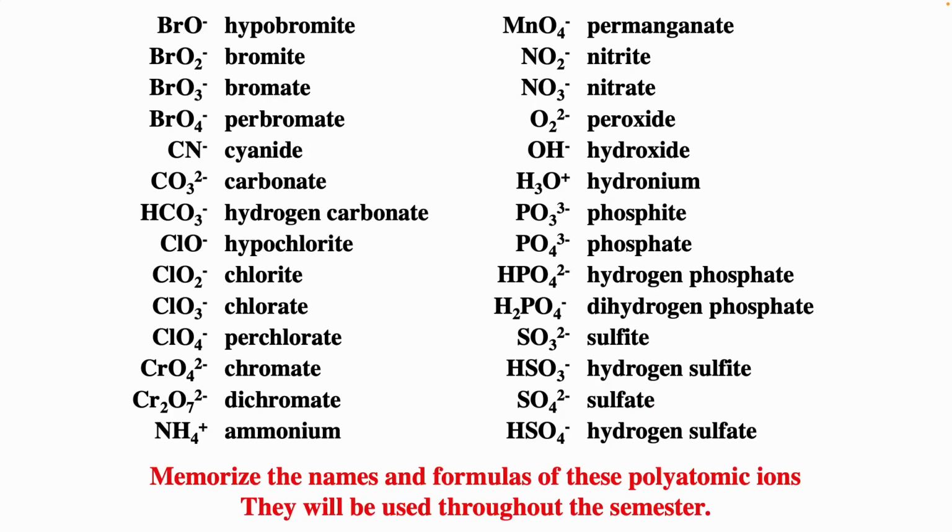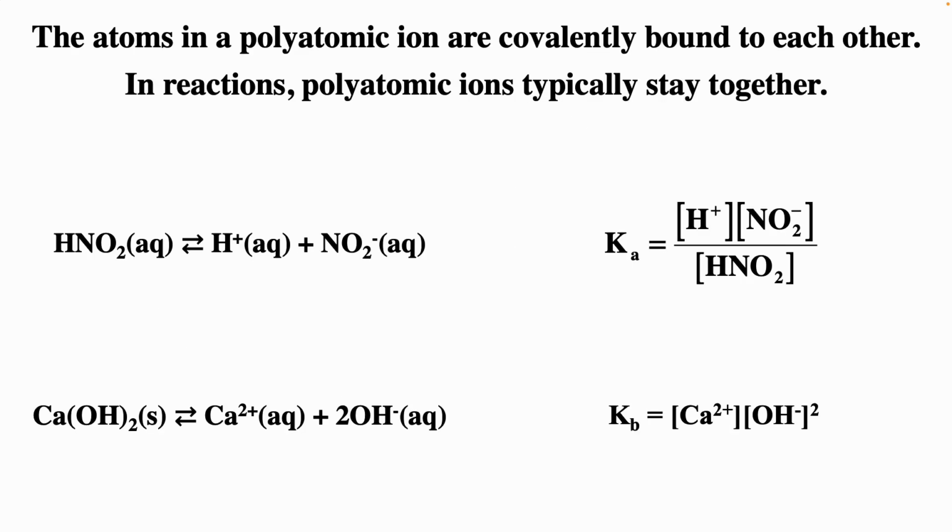And again, you should know these polyatomic ions. They're important. They stay together as a group. And so we have to be able to recognize them. And so polyatomic ions stay together as a group. So nitrous acid, it'll break apart into hydrogen ions and nitrite ions. Calcium hydroxide breaks apart into calcium ions and hydroxide ions.